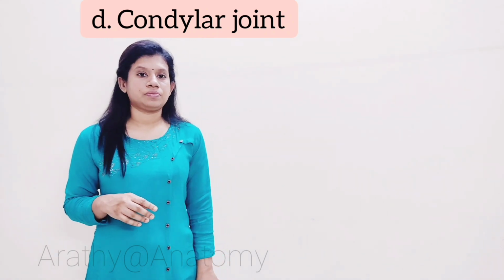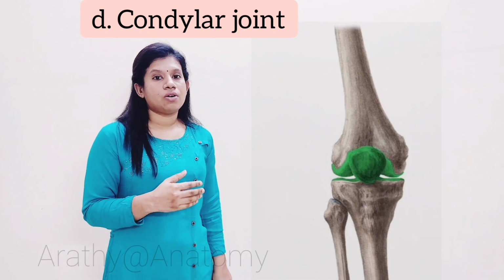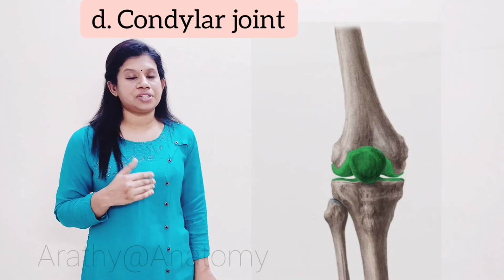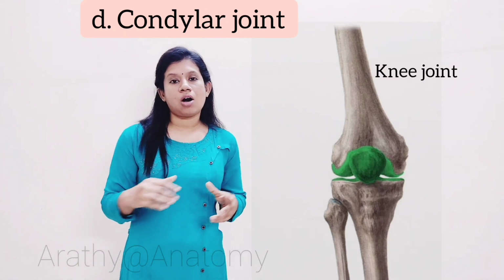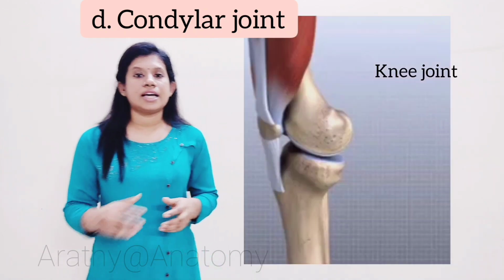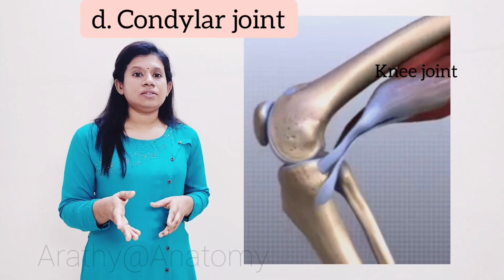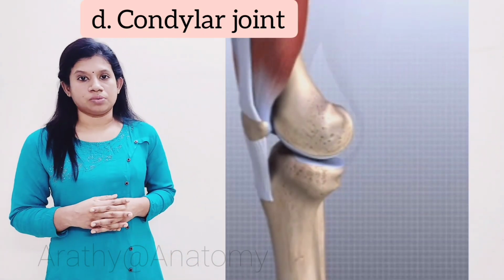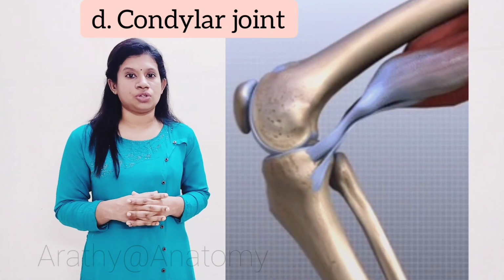Moving on to the next one, that is called the condylar joint. The condylar joint means the articular surface consists of a male convex surface which fits into a female concave surface. Condylar joint example is the knee joint. Here, movement occurs around the transverse axis, that is, flexion and extension, and around the vertical axis some sort of rotatory movement also. Okay, examples are the knee joint and the right and left jaw joints.